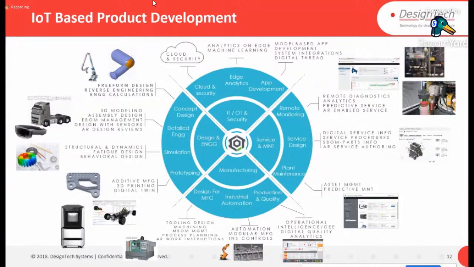So we break this into four parts again: design and engineering, manufacturing, service and maintenance, IT, OT, and security. Information technology, operational technology, that is what IT and OT stands for. And security, because most of the information today is stored on a cloud. So security plays a very key role.